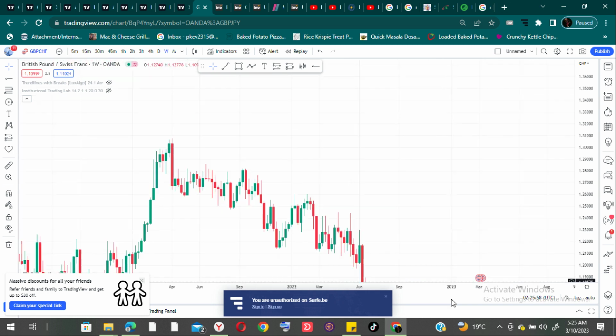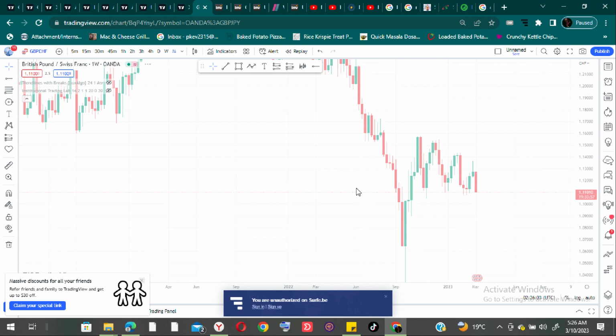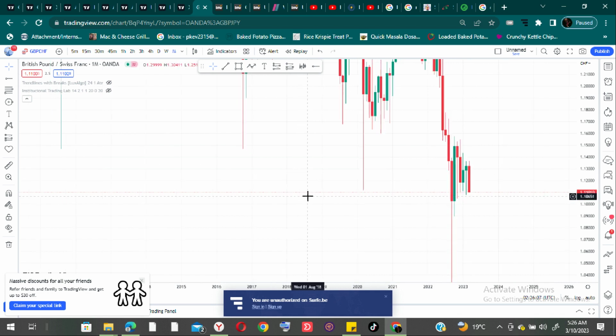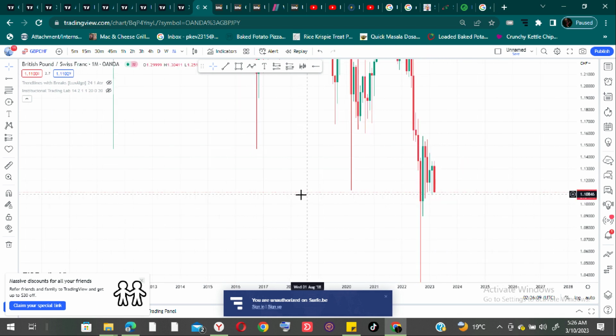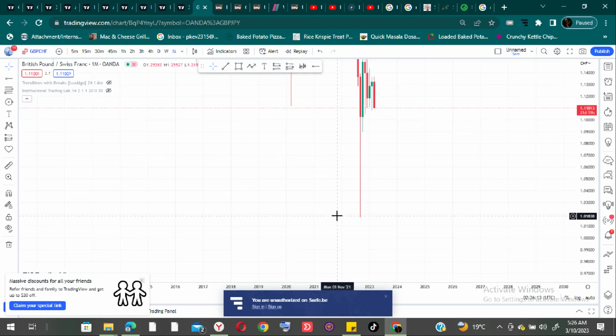So this is literally GBPCHF. You notice that last year was the year that we actually hit our lowest point, which was around this zone over here. Sorry, around this zone over here. So this was one of the lowest points that GBPCHF has ever reached. But that aside, today what we want to do is to quickly analyze what's happening in the market.